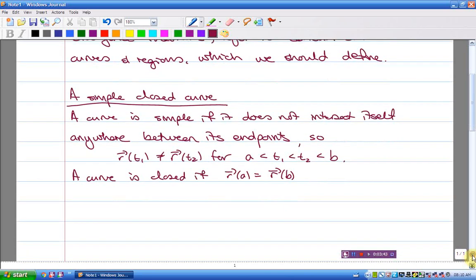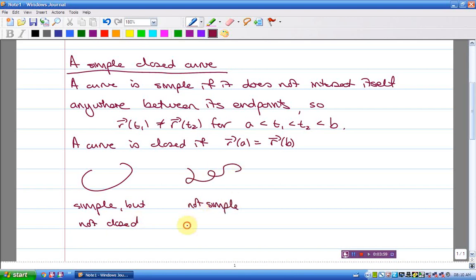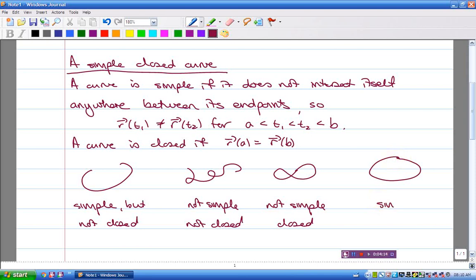Okay, and then just to give some pictures to back that up, something like this is simple but not closed. Something like this is not simple and is also not closed. Something like that is not simple but it is closed. And then something like this, as long as they join up, that is simple and closed. Okay, so it's just a loop of some kind.